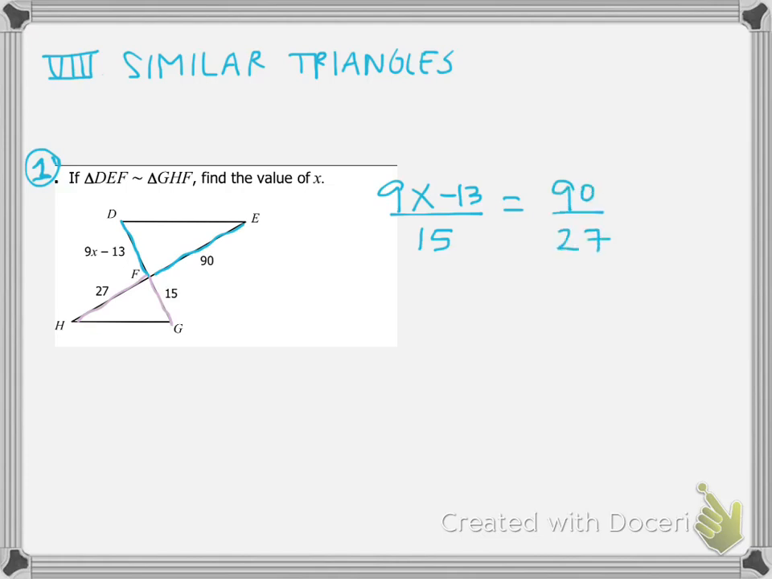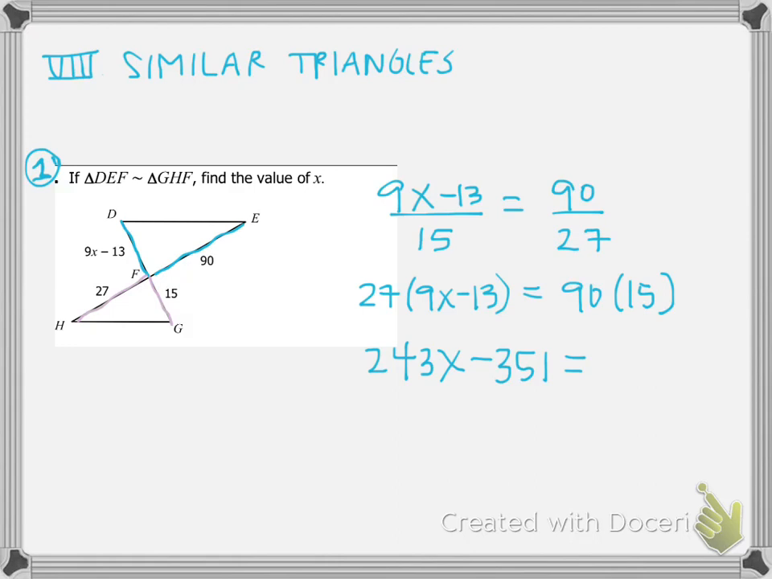And now I'm going to cross multiply to solve for x. So 27 times 9x minus 13 is going to be equal to 90 times 15. So 243x minus 351 is equal to 1350. So 243x is equal to 1701. Divide both sides by 243, so x is going to be equal to 7. Okay, so similar triangles are going to have their parts be proportionate.